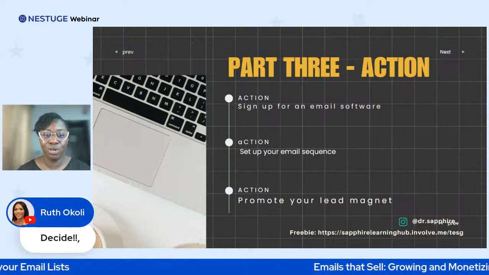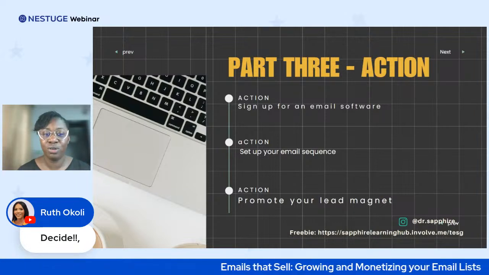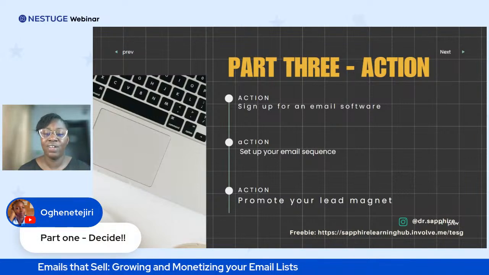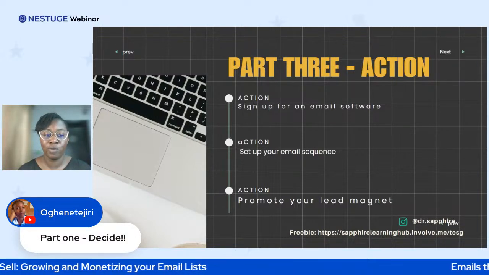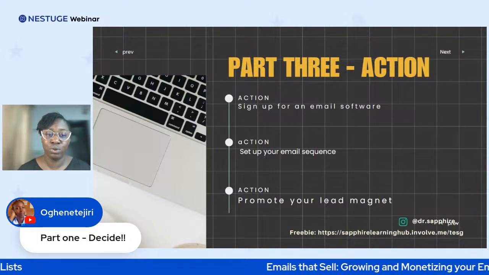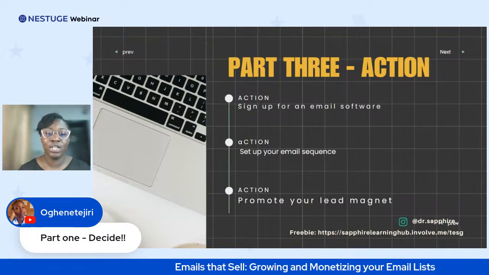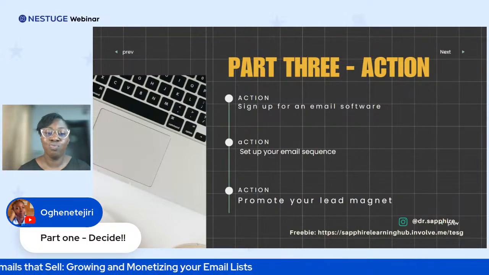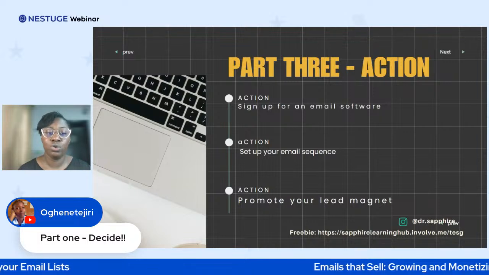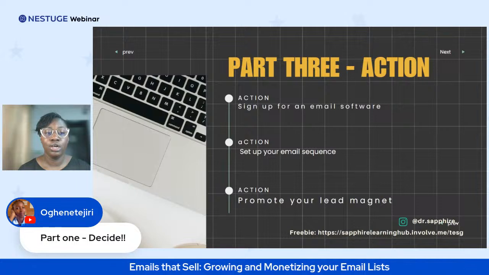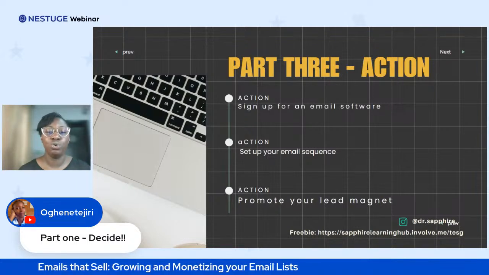So what are you going to do? You're going to sign up for an email software, because all of these beautiful things wouldn't happen if you don't even have a software to go ahead and send emails with. You're going to set up that welcome sequence you have written, and you're going to start promoting your lead magnet. What do I mean by promoting? Either you're sharing it on social media strategically, you're sharing it in communities, you're doing collaborations and sharing with other people's audiences. It depends on how it is that you have chosen to go about it.